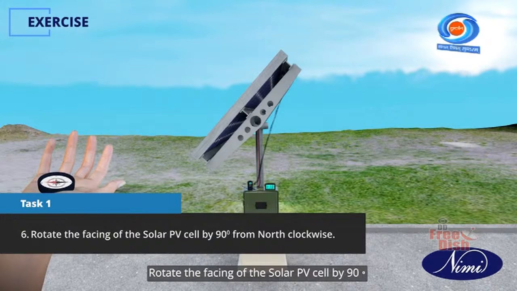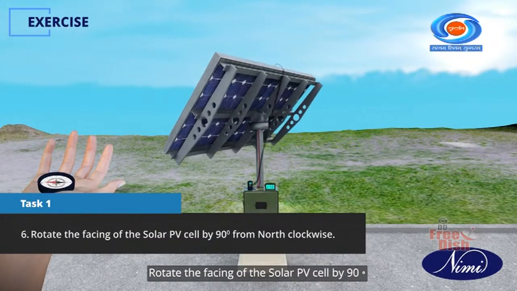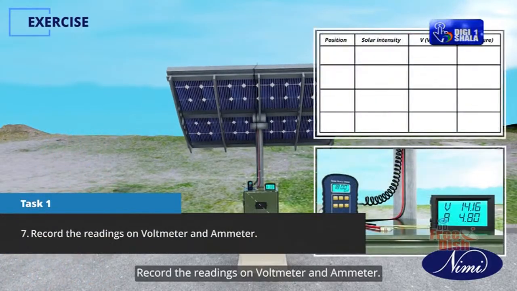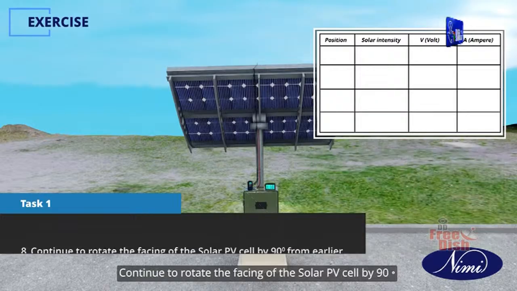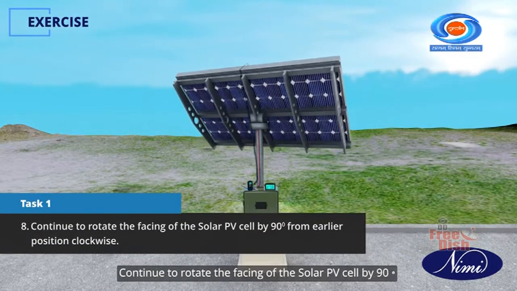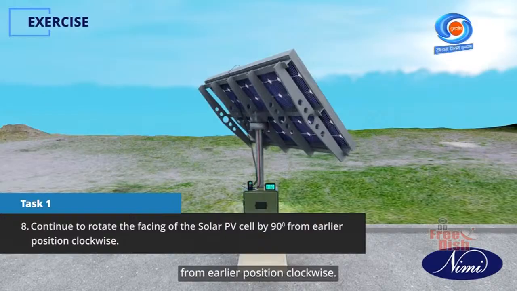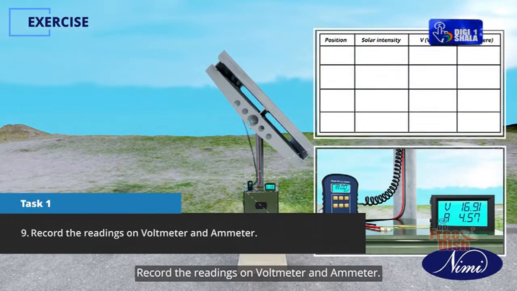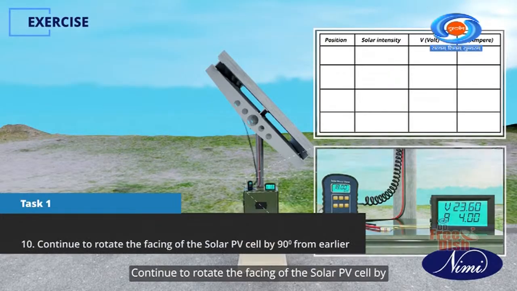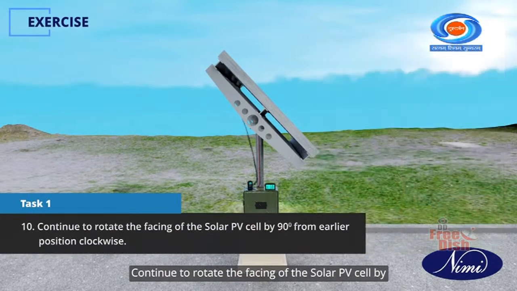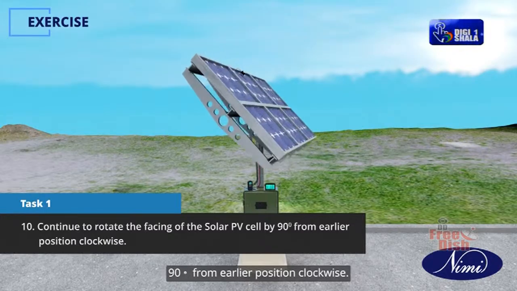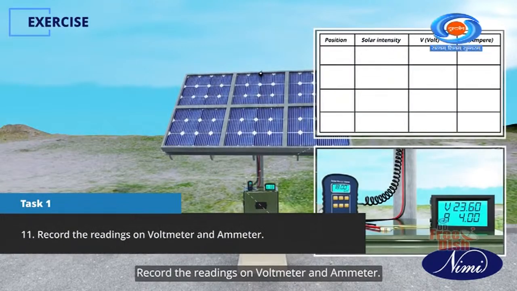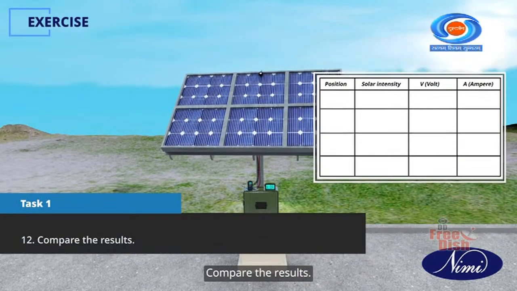Rotate the facing of the solar PV cell by 90 degrees from north clockwise. Record the readings on the voltmeter and ammeter. Continue to rotate the facing of the solar PV cell by 90 degrees from the earlier position clockwise. Record the readings on the voltmeter and ammeter. Continue to rotate the facing of the solar PV cell by 90 degrees from the earlier position clockwise. Record the readings on the voltmeter and ammeter. Compare the results.